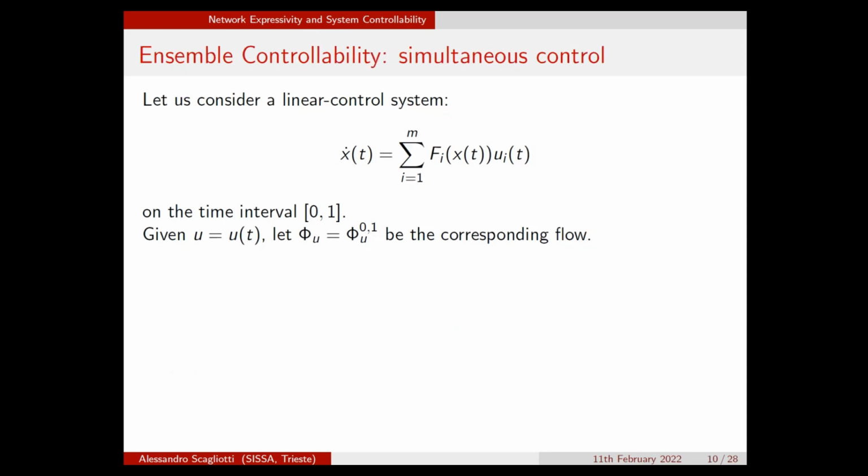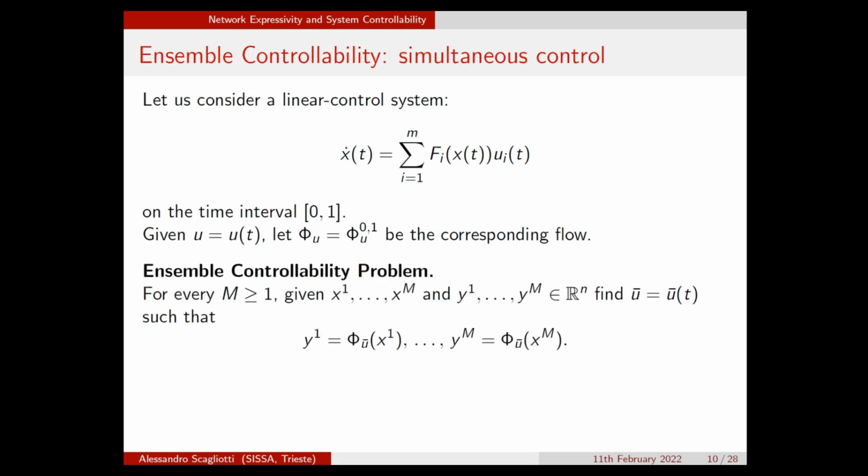Okay, so now same notations as before. We are talking about a much more complicated controllability problem. I'm using exactly the same notation as before, but now the problem is much harder. For every m, I consider an ensemble of initial points x1, ..., xm, and an ensemble of target points y1, ..., yn. All the initial points and all the target points are different from each other.